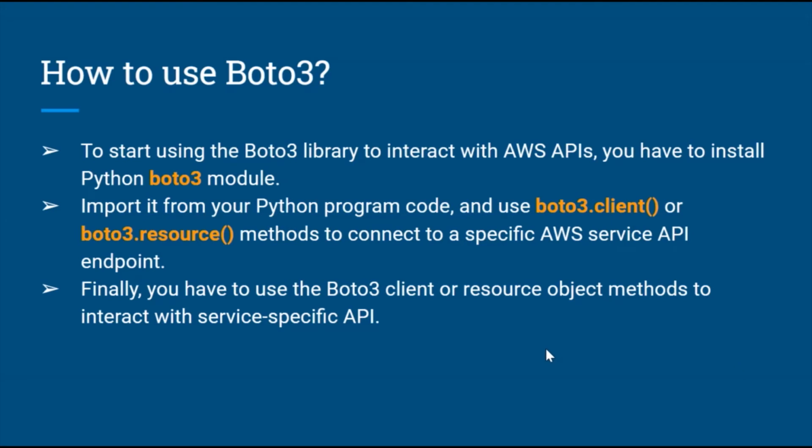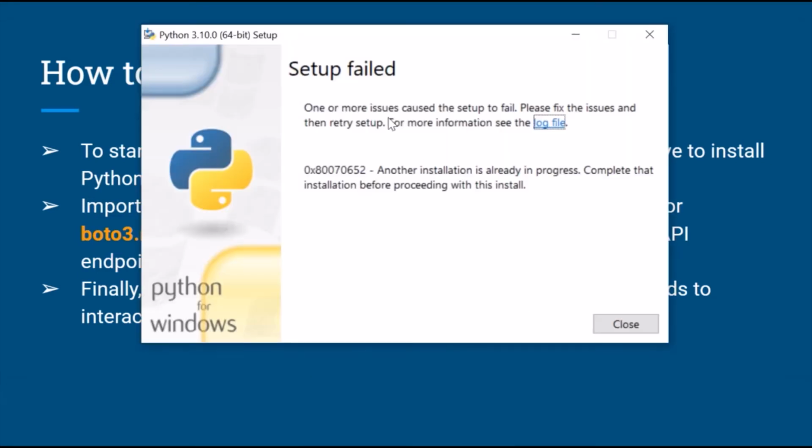And how to use Boto3. To start using Boto3 libraries to interact with any AWS APIs, you have to install the Boto3 Python module, which we have done already for Python. Then we will install Boto3, import it from our Python program code, and use the Boto3 client and Boto3 resource methods to connect to any AWS service through the API endpoint. Finally, you have to use the Boto3 client or resource object methods to interact with the specific API which is allowed.